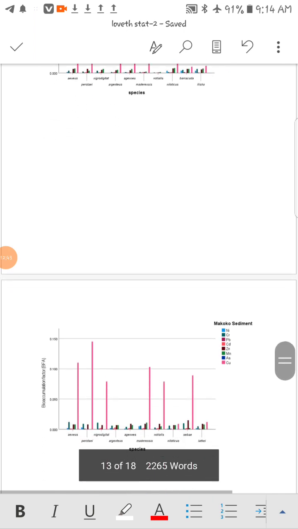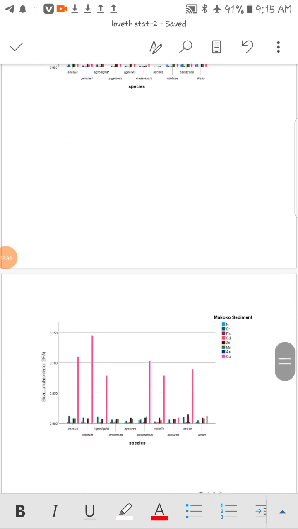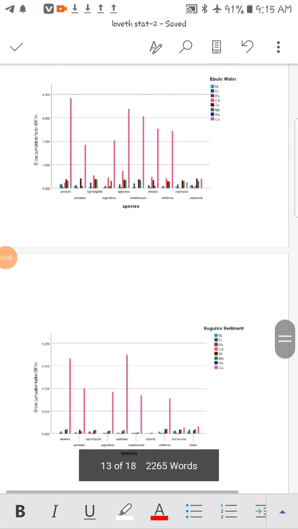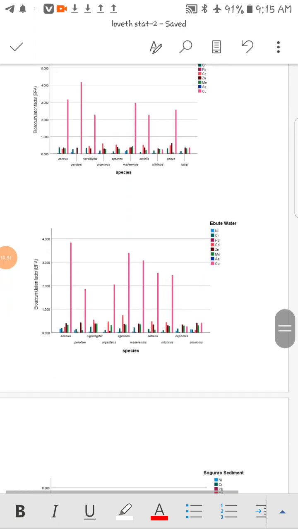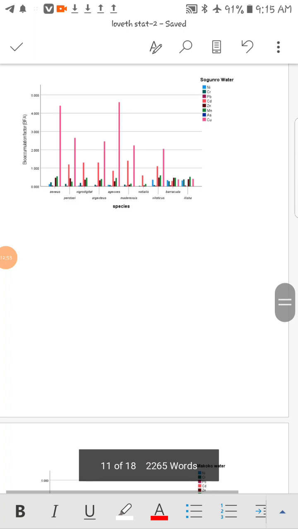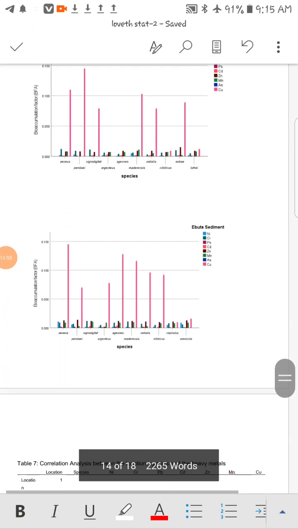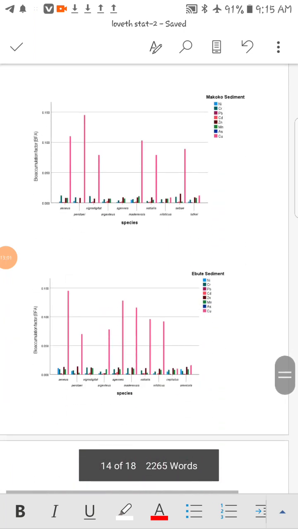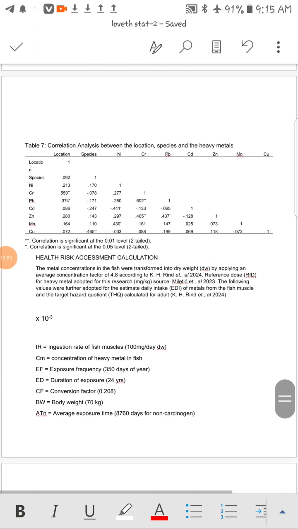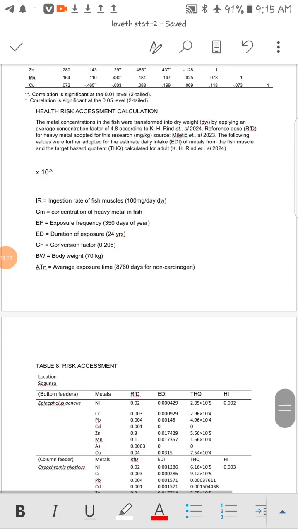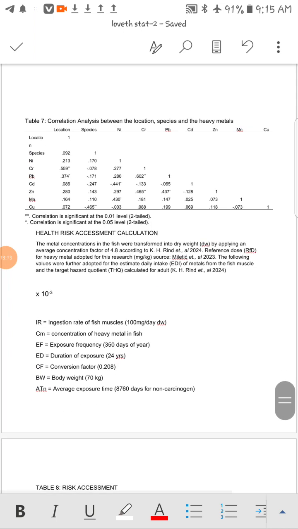Those samples were analyzed based on location. You can see Makoko sediment, Sogunro sediment, Ebute sediment, water. The first three graphs are for water. Then the next three graphs are Sogunro, Makoko, and Ebute. So now this is the correlation analysis for the water, which is the last part towards the risk assessment. It says a correlation analysis between the location, the species, and heavy metals. And here is what happened.